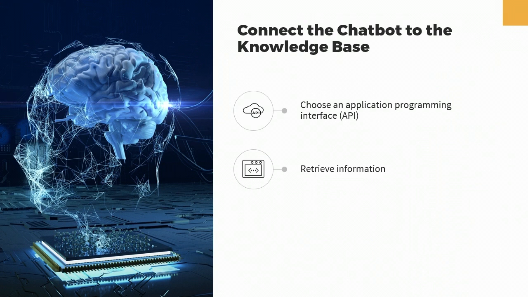Retrieve information. Write code that will query the knowledge base to retrieve the information requested by the user. Process the information. Use natural language processing techniques to convert the retrieved information into a conversational format that the chatbot can use to respond to the user. By connecting the chatbot to the knowledge base, you can ensure that it has access to all the information it needs to provide accurate and relevant answers to user questions in a conversational format.